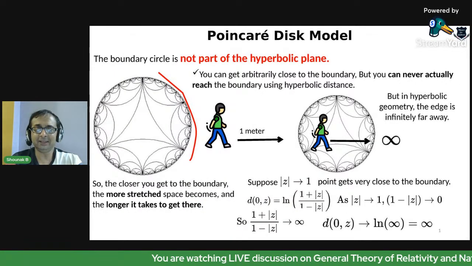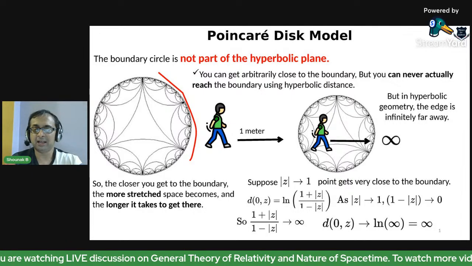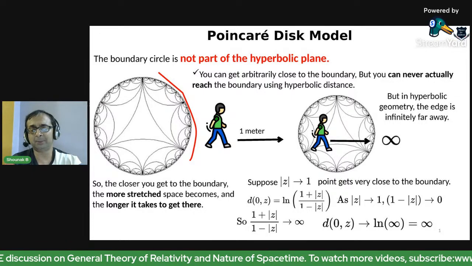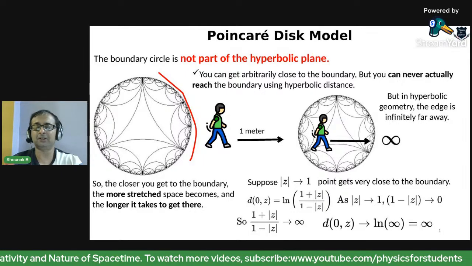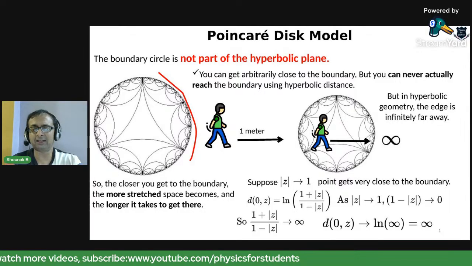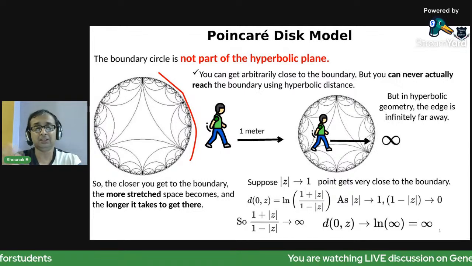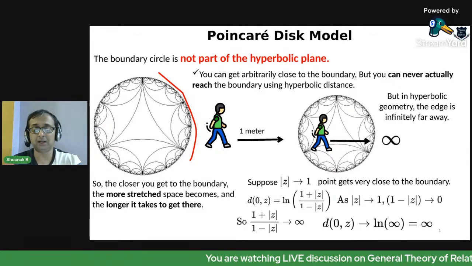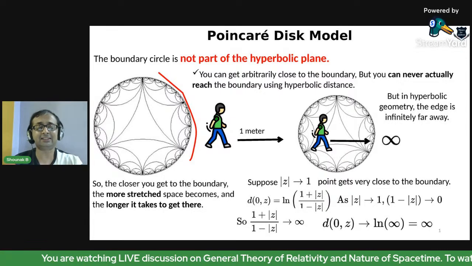So here you can see in the general, Euclidean space, you measure distance as 1 meter or so. But in a hyperbolic geometry, if you try to move further and further, you will reach infinity. So it will never take you there. Suppose z equals 1. This is a mathematical derivation showing how infinity is reached and you never reach the edge of the circle. You will continue and continue and continue. Anyway, this is a Poincaré disk.